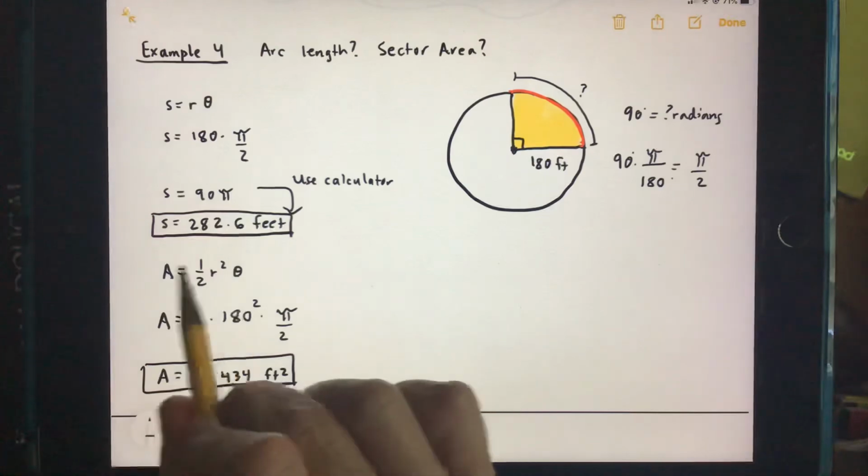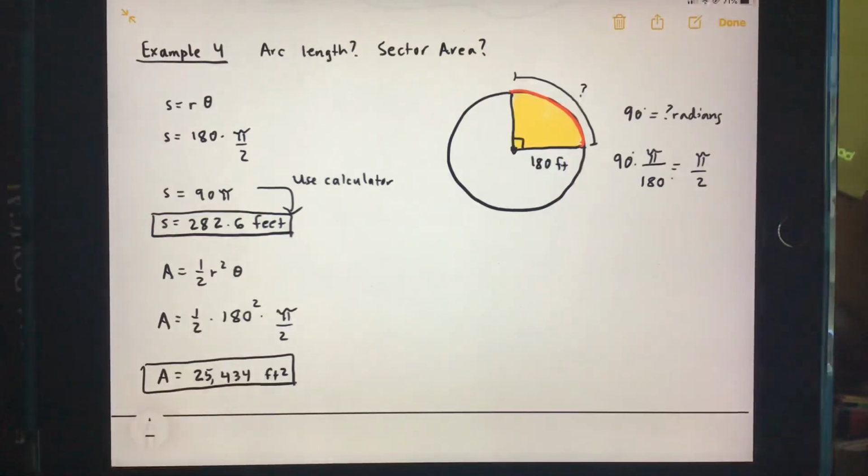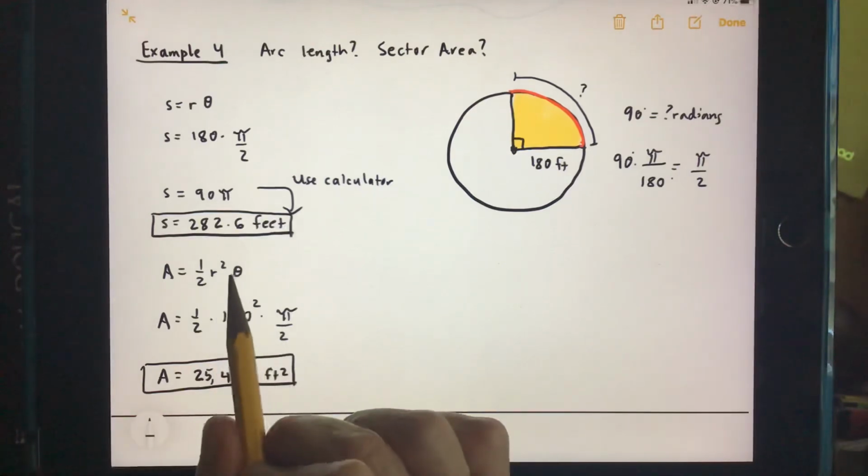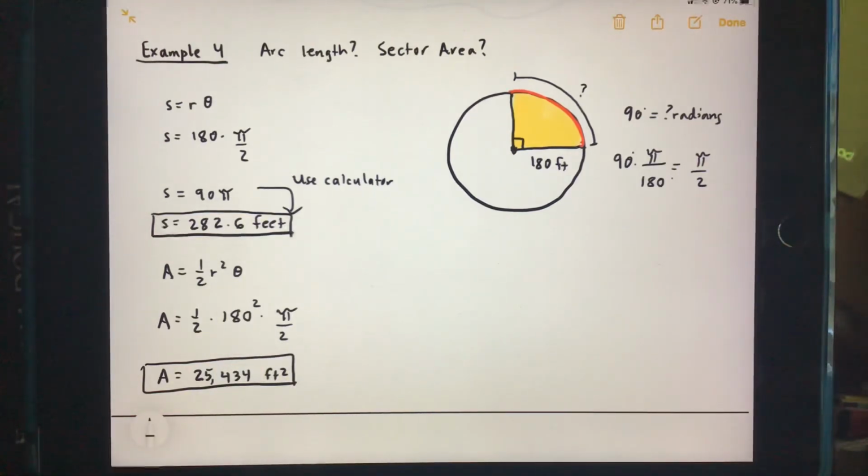Now finding the area. Here's my area formula, 1/2 r squared times theta. So I'm going to put 180 in for my r. I'm going to put pi over 2 in for my theta. And then I'm going to use my calculator to help me out. I'm going to multiply 1 times 180 squared times pi. I'm going to take that answer and divide it by 2 times 2 is 4, so divide by 4. And this is the value I'm going to see on my calculator: 25,434 feet squared. Your book rounds that off to the nearest 100, 25,400 feet squared. Either way would be fine, but I'm going to go ahead and just round off to the nearest whole number because I can.